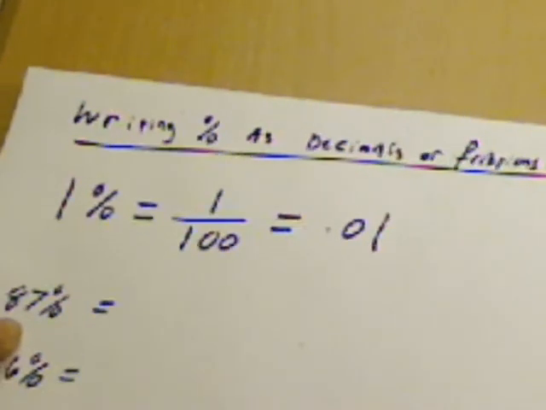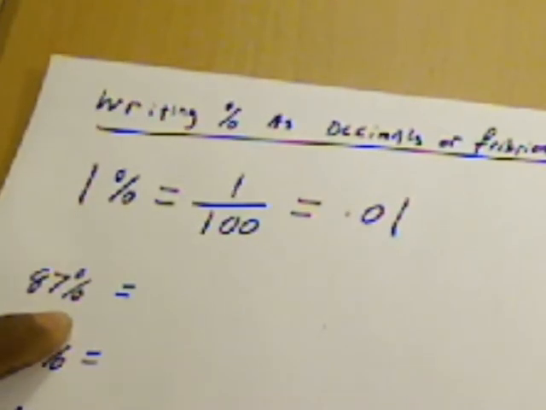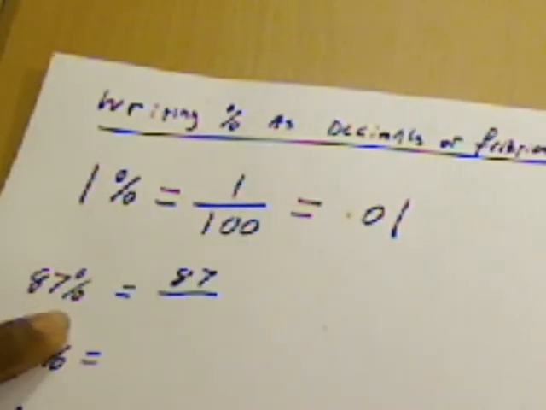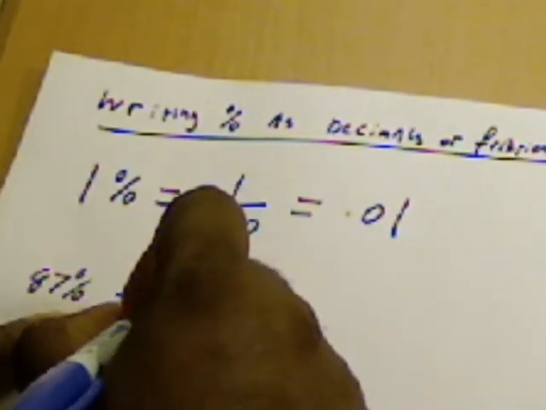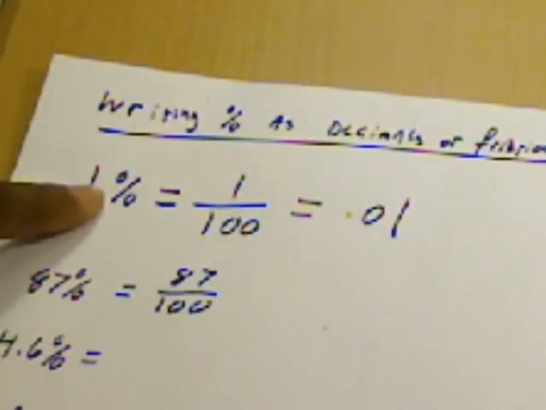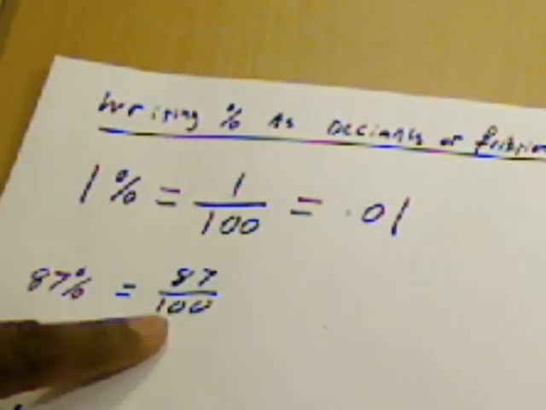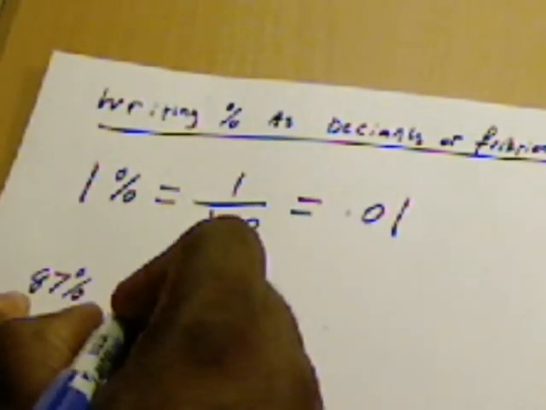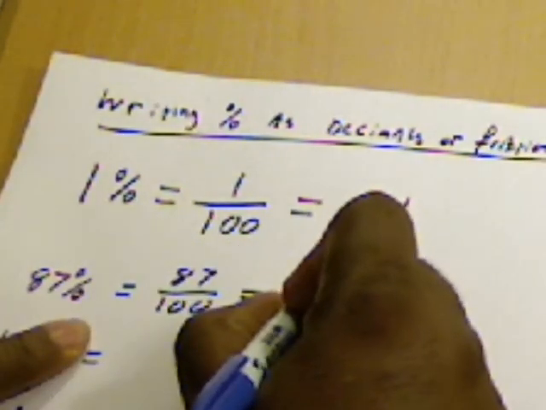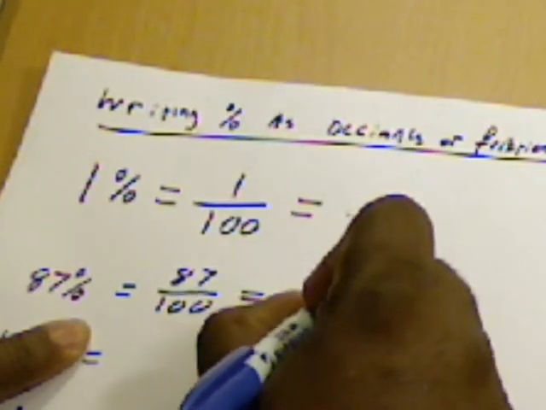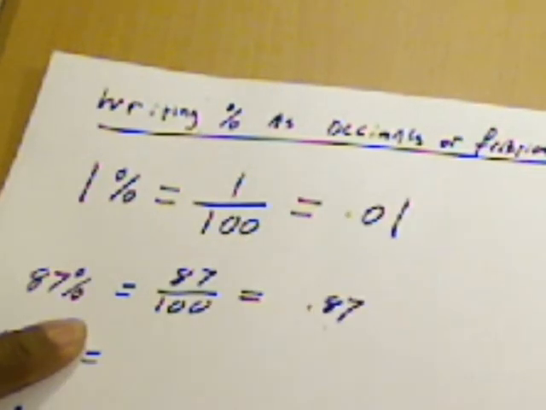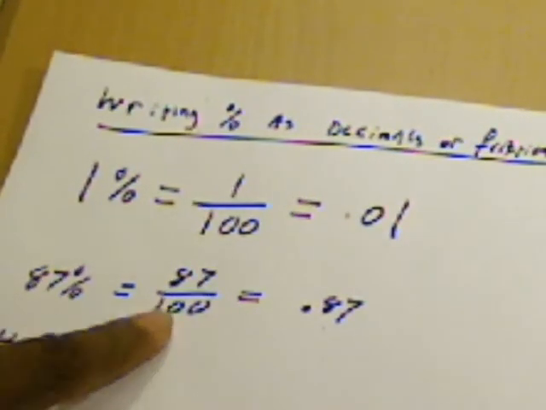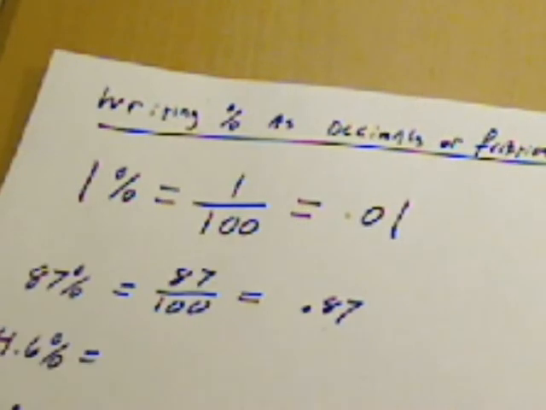First, let's write it as a fraction. 87% is 87 over, yeah, you're right, 100. Because percent means per 100, drop the percent, add 100. 87 over 100 is the same as moving the decimal 2 places to the left. You get 0.87. 87% is 87 over 100 or 0.87.